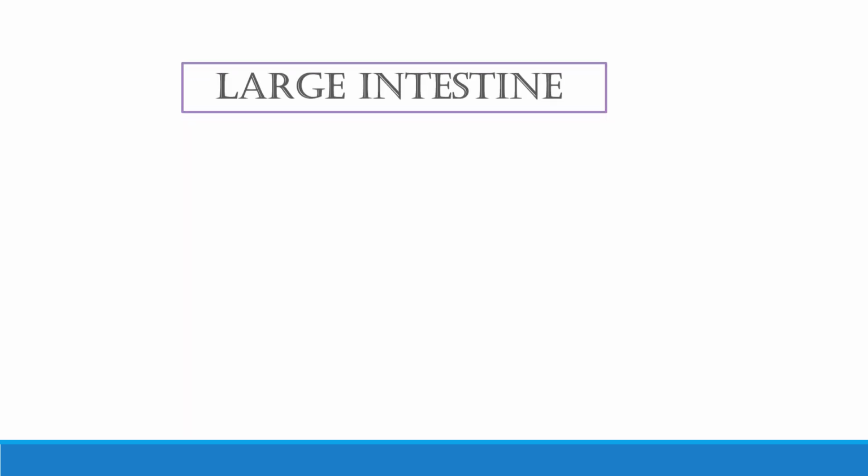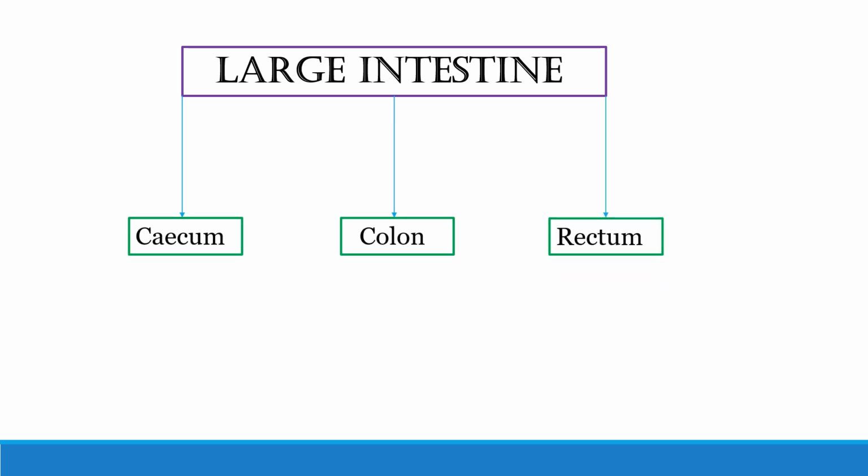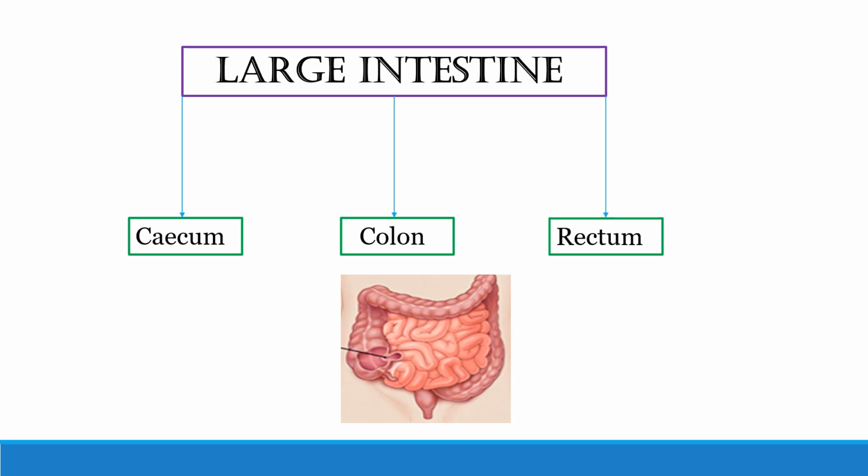So the main components that we come across in the large intestine, through which the undigested material is going to pass, consist of the caecum, then we have the colon, and lastly the rectum. So once again we will display the picture over here in order to understand these different components of the large intestine.